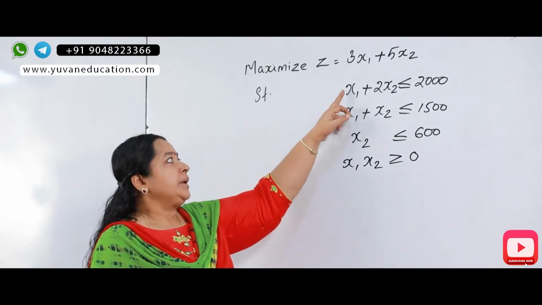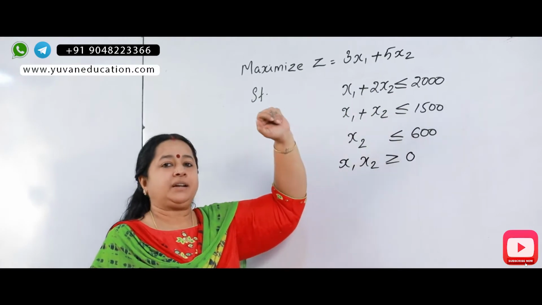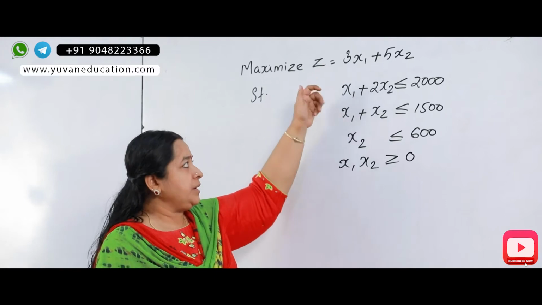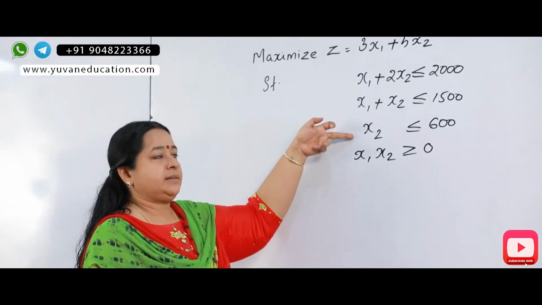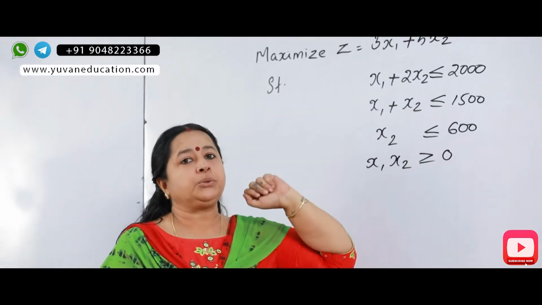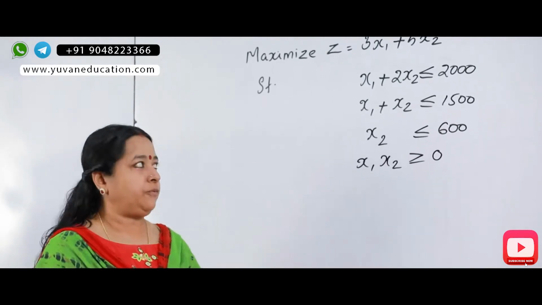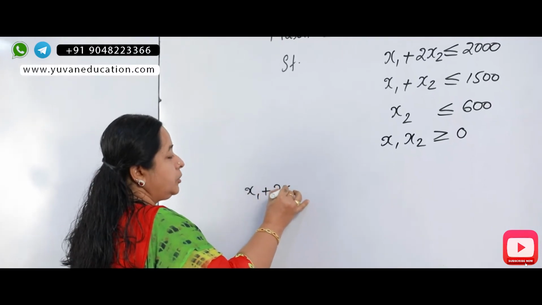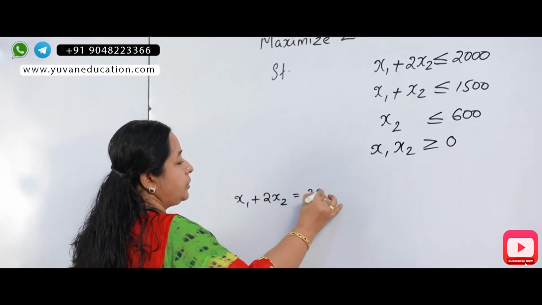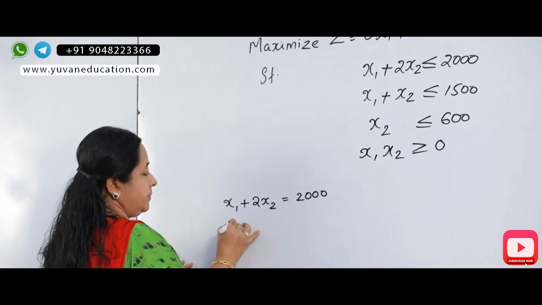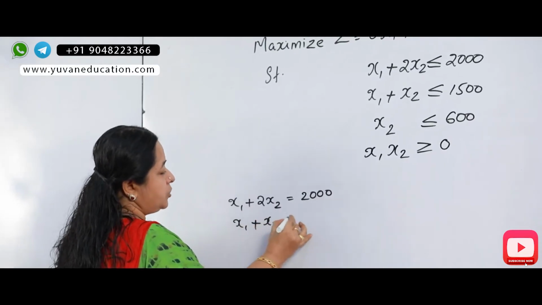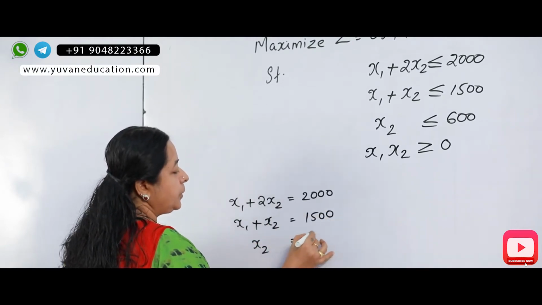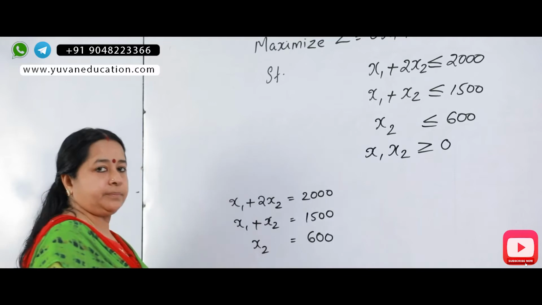First of all, these are the constraints, and this is the objective function. The inequalities of the constraints are converted into equations before doing the graph. See, x1 plus 2x2 is equal to 2000. x1 plus x2 is equal to 1500. x2 is equal to 600.